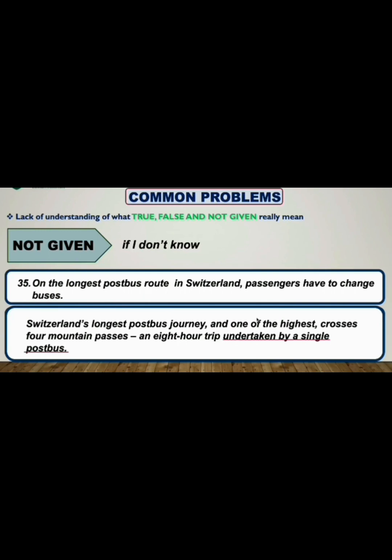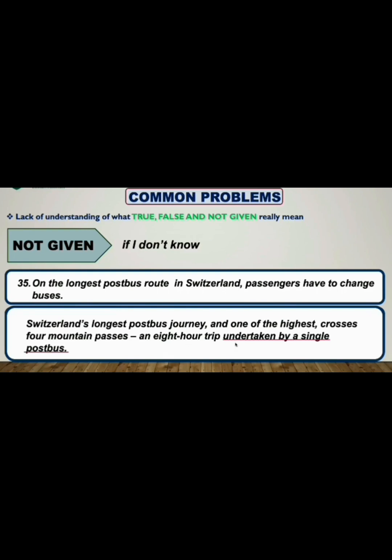Why? How can this statement be a false? If you remember our false, we said first of all draw out the incorrect statement of the question. So the incorrect statement of this question is, on the longest post bus route in Switzerland, passengers don't have to change buses. That will make this statement false. And now we are saying that yes, passengers don't have to change buses.